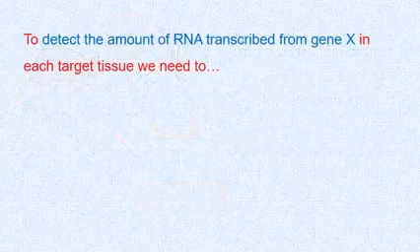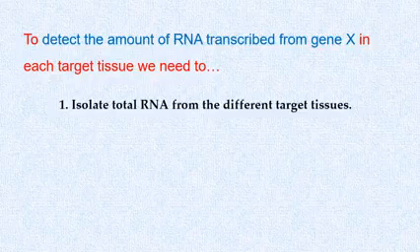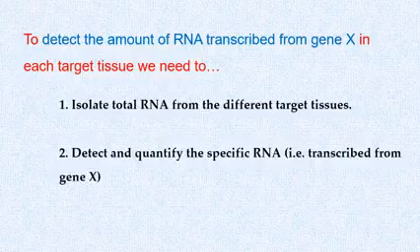For this, we need to do two things. First, isolate RNA from the different tissues of the mouse. And second, detect and quantify the specific RNA, that is, RNA transcribed from gene X.